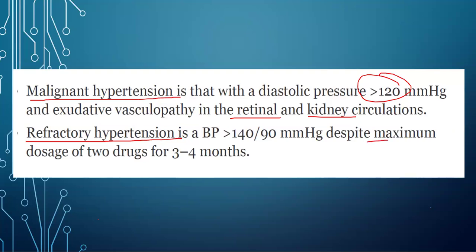What is refractory hypertension? As I said, if you have tried the maximum dose of 2 drugs for 3 to 4 months and still the blood pressure is high, that's refractory hypertension. We don't look for secondary hypertension unless a patient has got refractory hypertension. Most of the time, we think that it is primary hypertension. But if we try 2 medications at maximum dose and the blood pressure is still not going anywhere, that's the time you will try to look for any secondary cause.